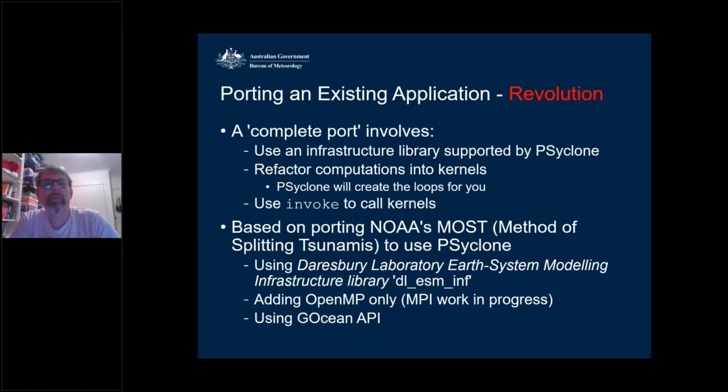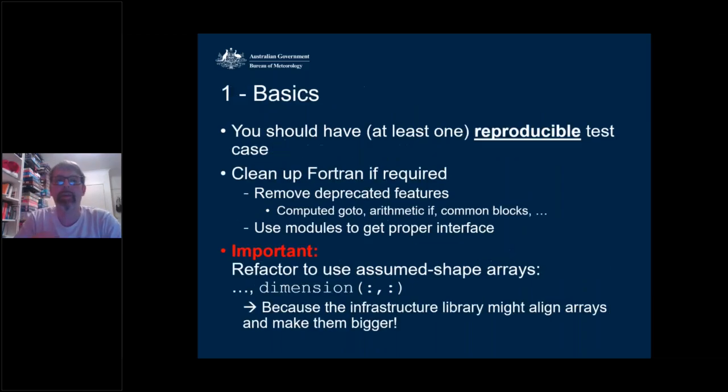Now, how did I start converting this application, which was pretty horrible to begin with, into something else? Basics first: obviously, you need at least one reproducible test case. All the steps I've done should each not change the results. So I was constantly running a test case after each modification, to make sure I did not introduce an error. Then the first thing I did was clean up the Fortran.